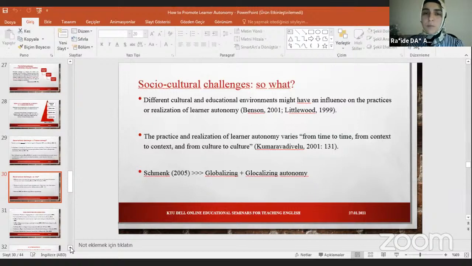The realization and the practice of being an autonomous learner varies from time to time, from context to context, and from culture to culture. So as a teacher, you can globalize this concept, but as a first step, you should localize autonomy. That means there might be some utopic ideas that you cannot use in your own context, but you may take suitable ways. And please remember what we have covered, that some of the ways might be practical, possible to use in your context as well.